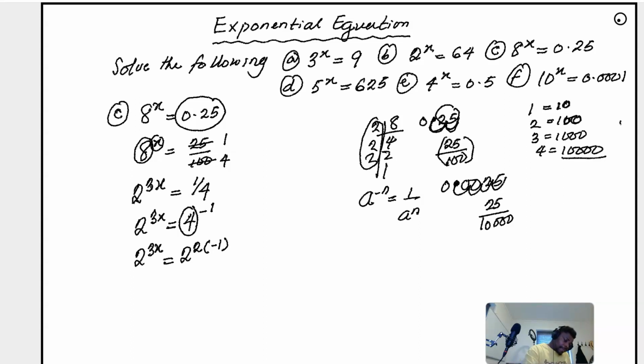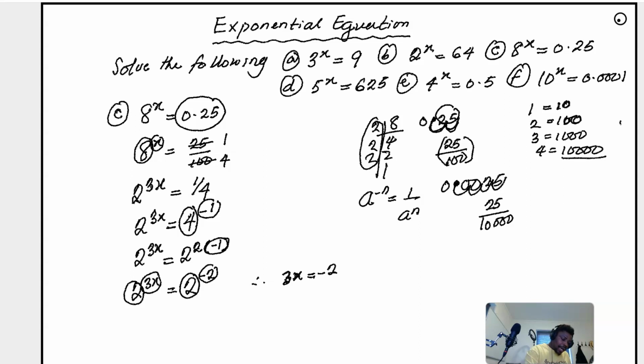Bracket there, because this minus 1 is this minus 1 here. Okay? So 2 raised power 3x is equal to 2 raised power 2 times minus 1, that is minus 2. Okay? Now, the base on the left hand side is equal to the base on the right hand side. So in that case, the powers are equal. So therefore, 3x is equal to minus 2.